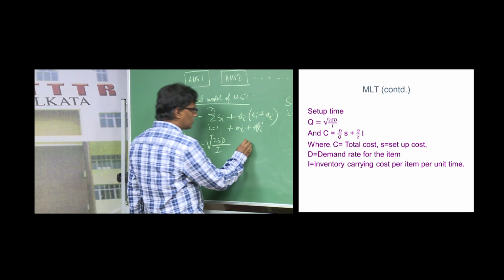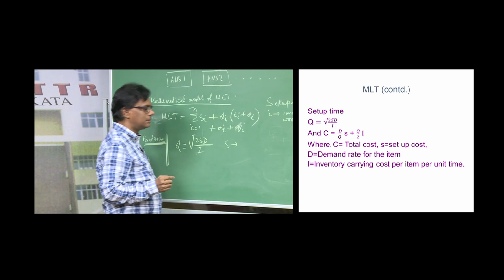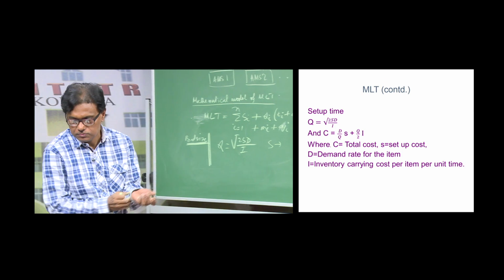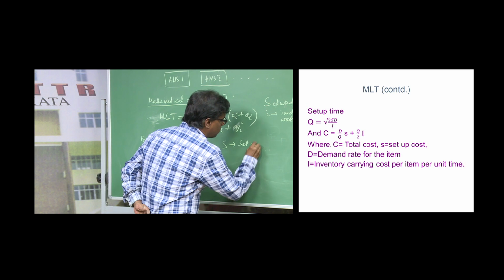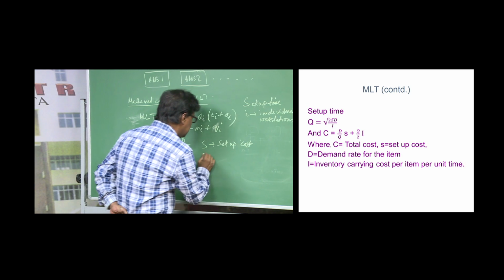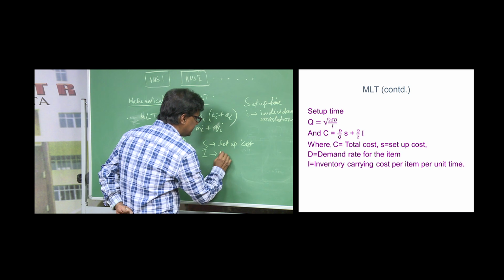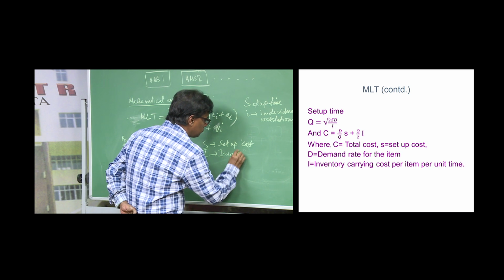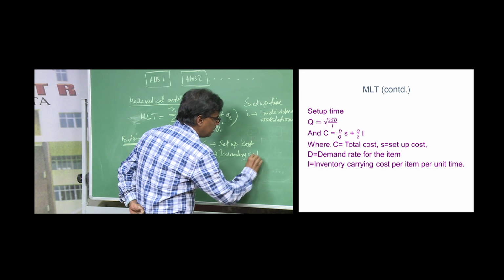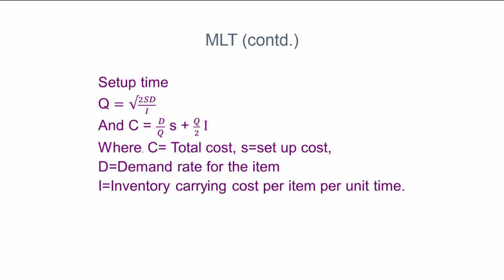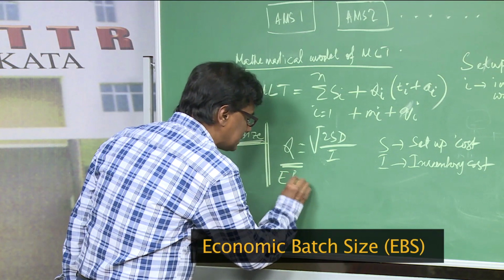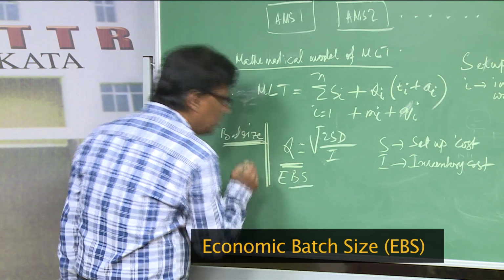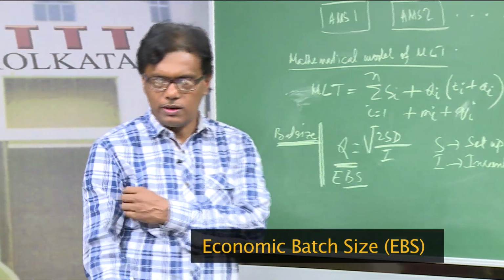S stands for setup cost, I stands for inventory cost. This is called the economic batch size. Okay.